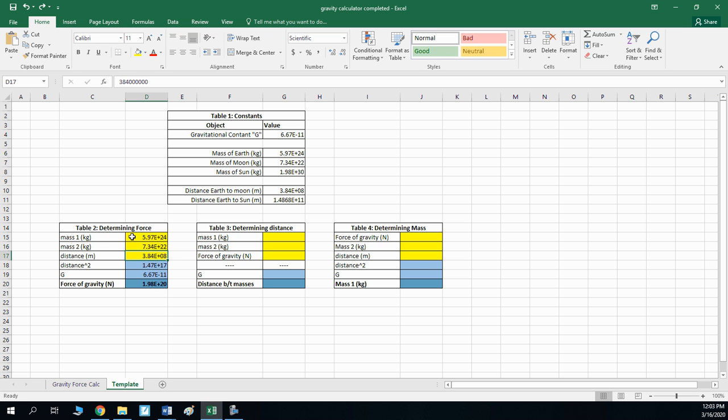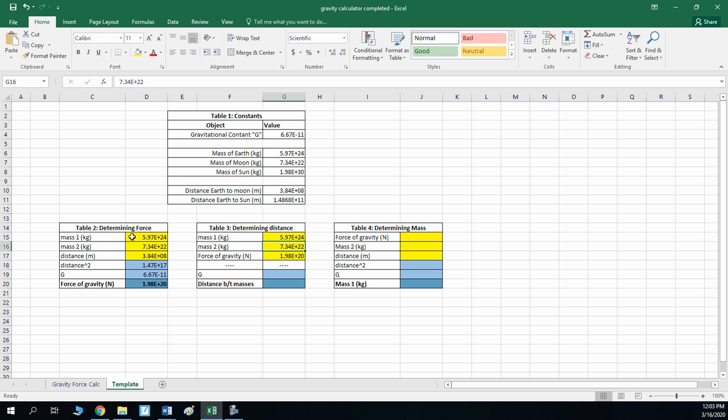I'm going to go back to our normal values. And we should find that the force of gravity between the Earth and the Moon is 1.98 times 10 to the 20th. All right, so I'm going to come over to our second table and figure out how to do this one. Well, our mass is still the same, 5.97 times 10 to the 24th. Mass of the Moon is still the same, 7.34 times 10 to the 22nd. And now we're going to put the force of gravity in here, which is what we solved in the previous problem. So we'll use that number, and we're going to write 1.98 times 10 to the 20th.